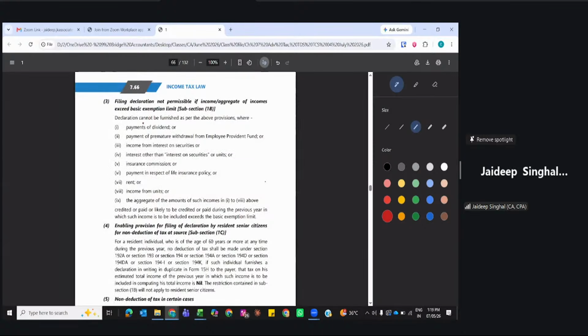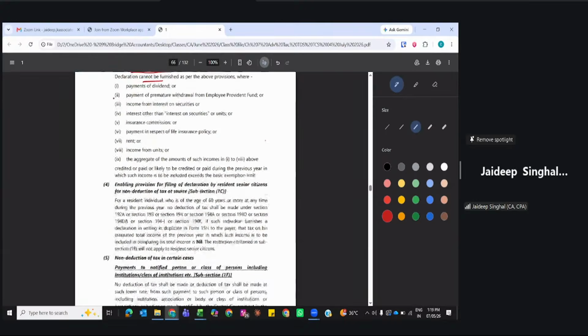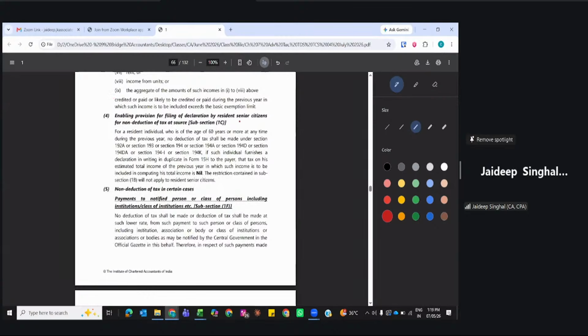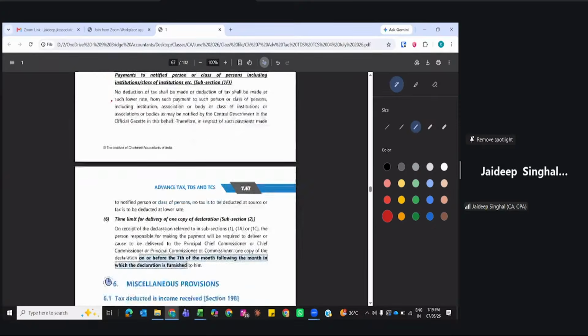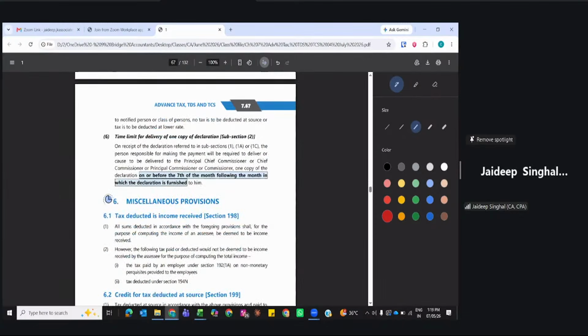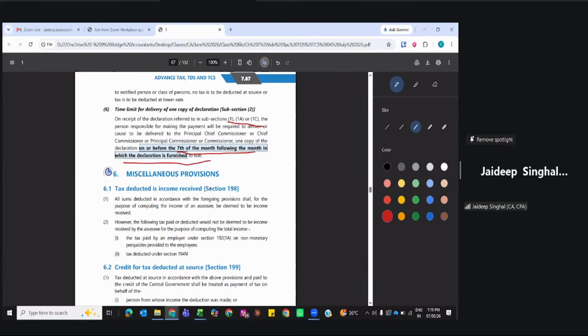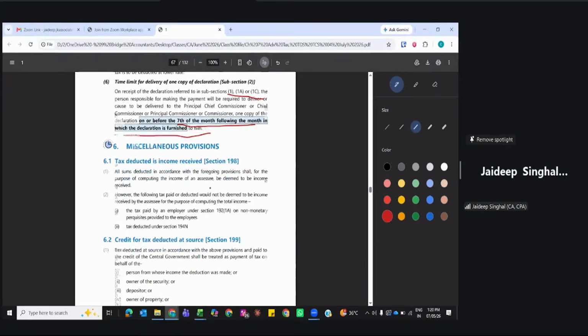Declaration is not permissible if income exceeds the basic exemption limit, but in case of senior citizens, they are giving some relaxation. Then if the government notifies a lower rate for some class of persons, they will follow the lower rate. And if you receive a 15G form, you need to submit it by the 7th of the next month in which the declaration is made. You need to file these forms online with the commissioner or principal commissioner. Clear?